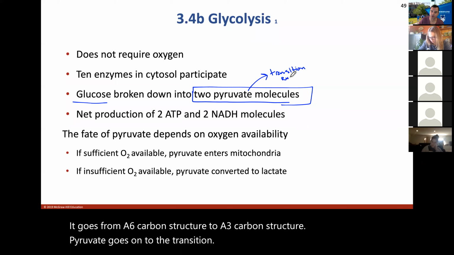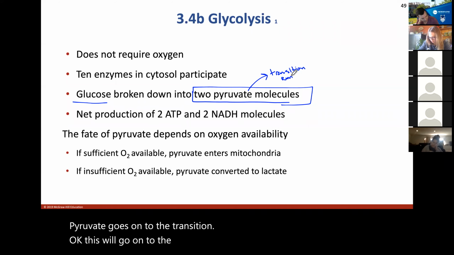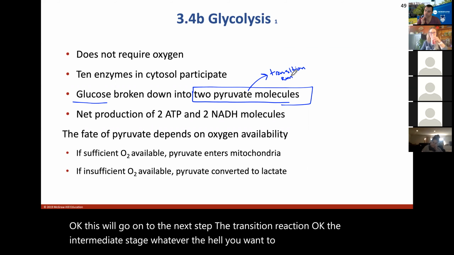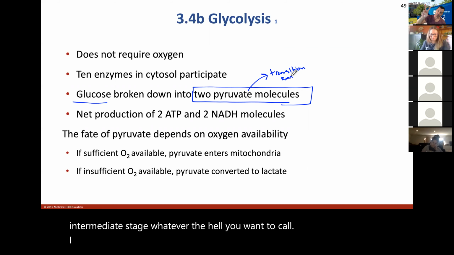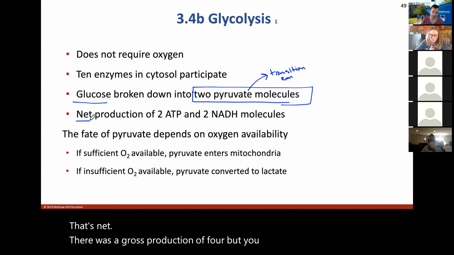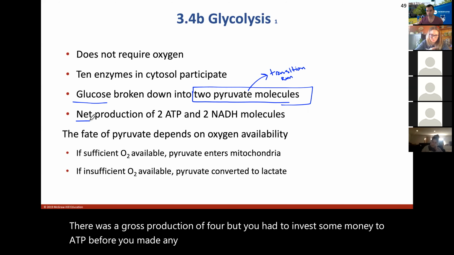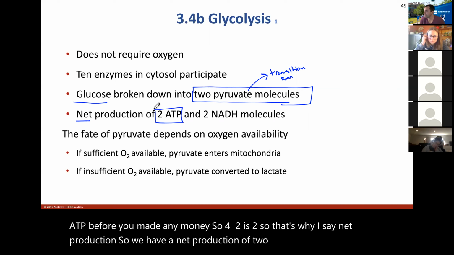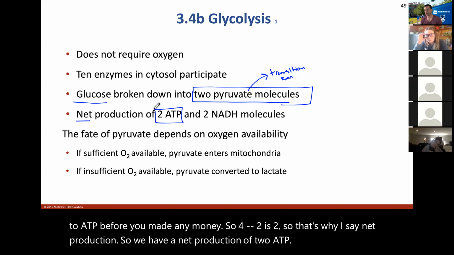Okay. This will go on to the next step, the transition reaction, the intermediate stage, whatever you want to call it. I also get 2 ATP. That's net. There was a gross production of 4, but you had to invest 2 ATP before you made any money. So 4 minus 2 is 2. That's why I say net production. So we have a net production of 2 ATP. Fantastic. A whole whopping 2 ATP.